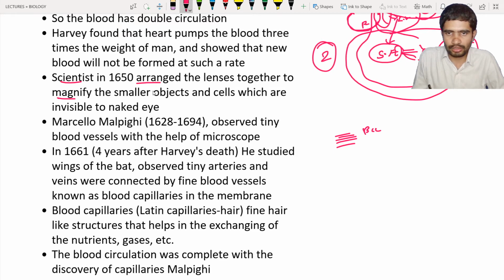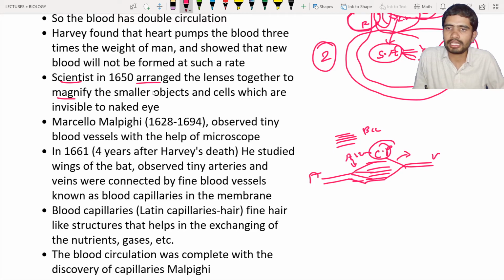Okay, so this is the artery. This artery will turn into smaller hair-like structures known as blood capillaries. Again they will join to form a vein. Between the blood capillaries and arteries, there are arterioles. And between the blood capillaries and veins, there is another blood vessel known as venules. But we have to remember arteries, blood capillaries and also veins.